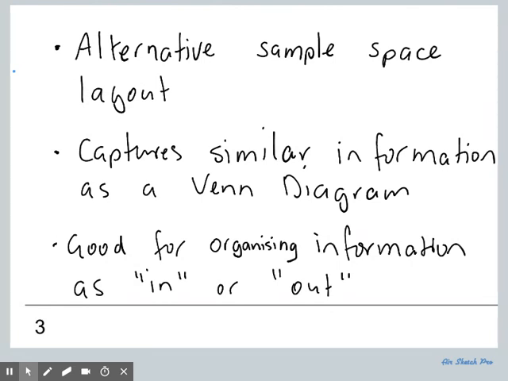Sometimes they're kind of called truth tables as well, in that it's not truth as in whether you're lying or not. It's a computer science term in terms of things being true or false, where information is seen to be part of a set or not part of a set, which is kind of like true or false. It's true if it's part and false if it's not, in computer science terminology. So yeah, it's good for organizing information as in or out, belonging to a set or not belonging to a set. Okay, so that's all I've got for why.